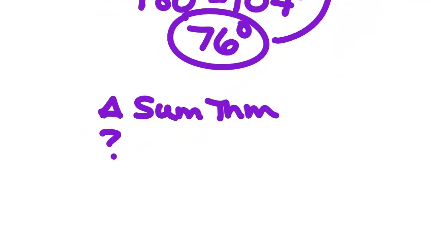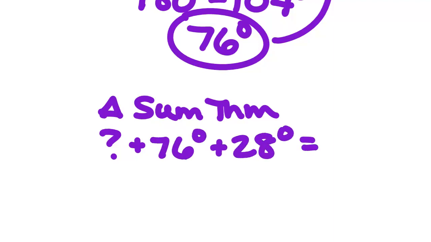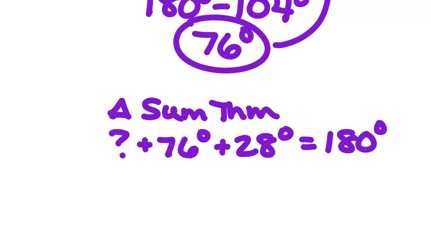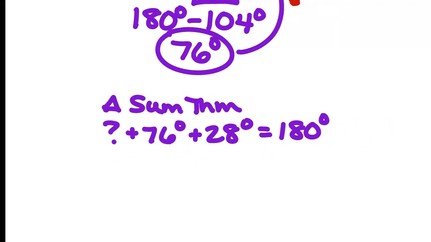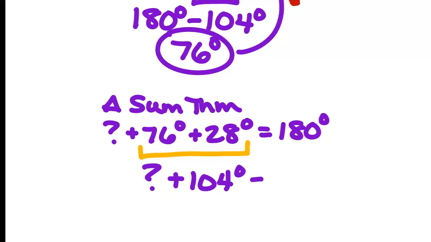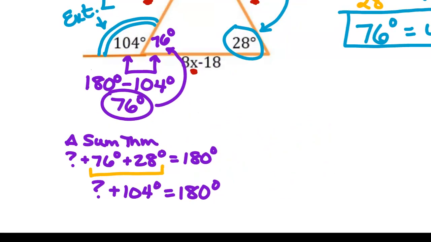If I'd used my triangle sum theorem, I could have done whatever that angle was, plus 76 plus 28 equals 180. Does anybody happen to know what happens when you add 76 and 28 together? You get how much? Not 134, but 104. So I end up doing the exact same thing, 180 minus 104. And I get 76 either way.